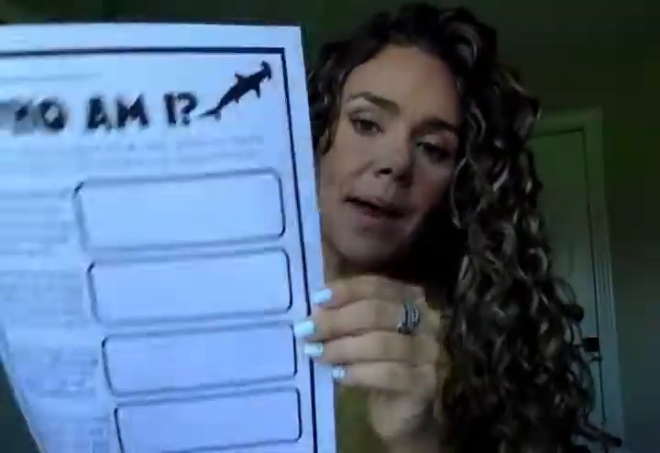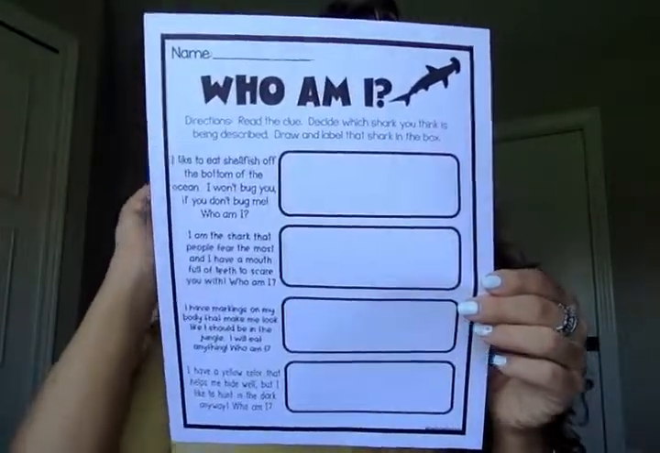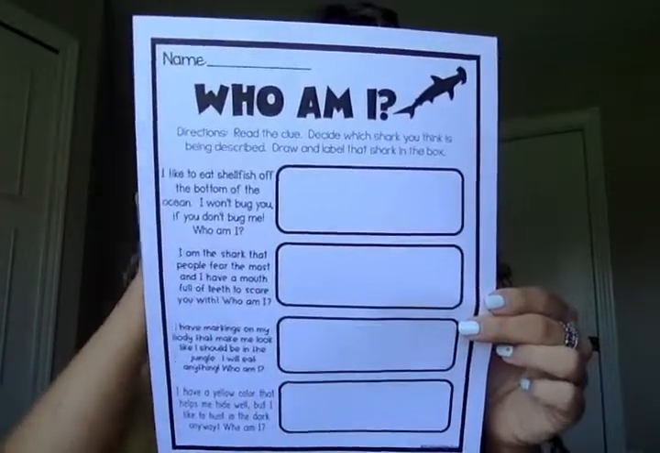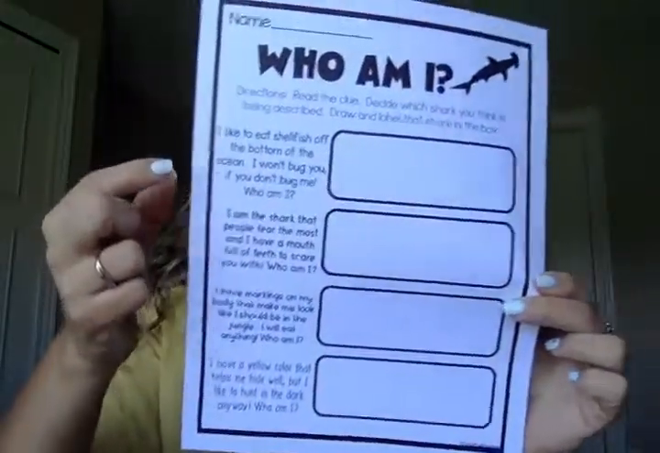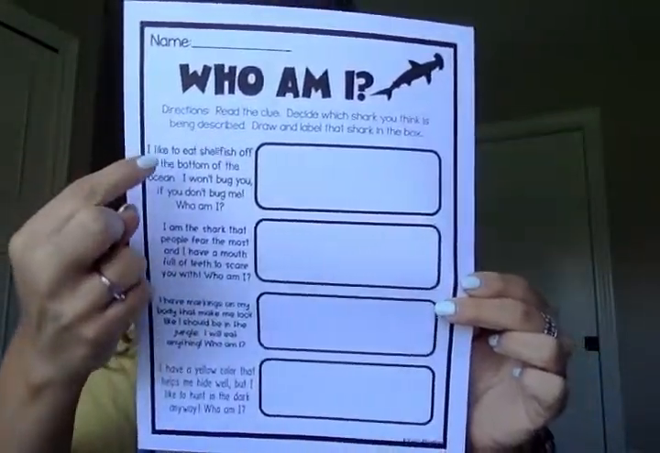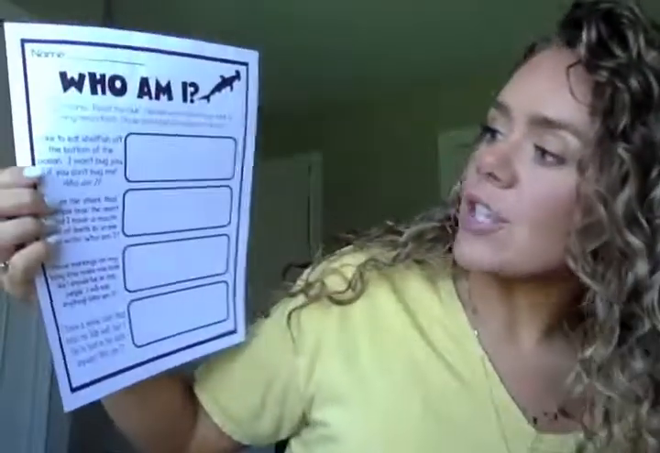Then, you're going to have your Who Am I paper. And the directions say, read the clues and decide which shark you think is being described. Draw and label the shark in the box. So the first thing says, I like to eat shellfish off the bottom of the ocean. I won't bug you if you don't bite me.